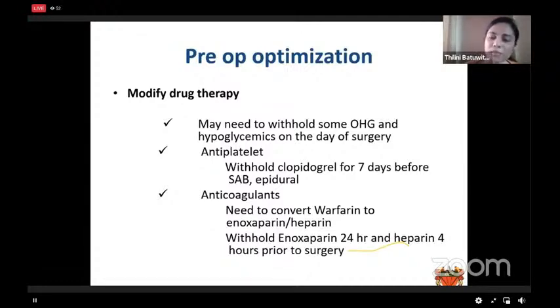Night dose as well. Insulin is also the same; we may have to withhold the morning dose. So that we have to know. Some of the antihypertensives, usually we continue the antihypertensives, but sometimes you may have to alter them depending on the patient's condition.